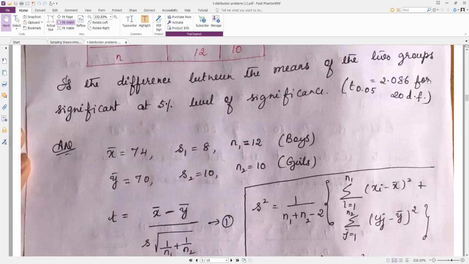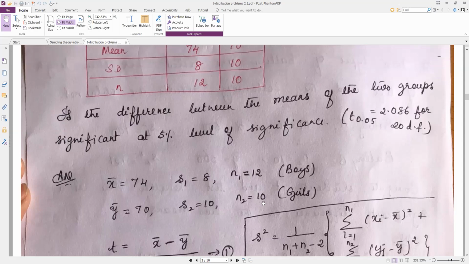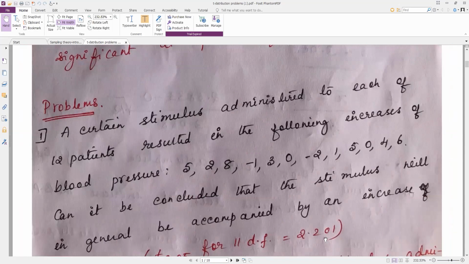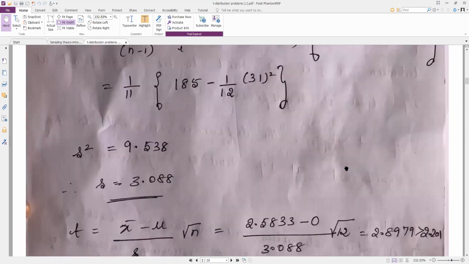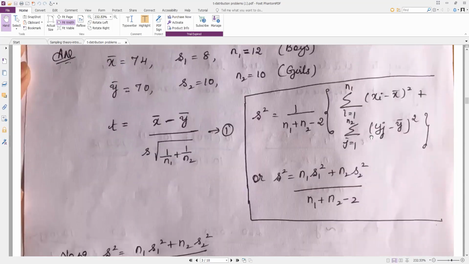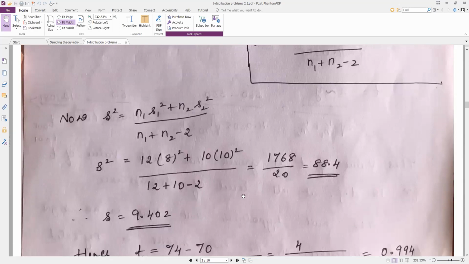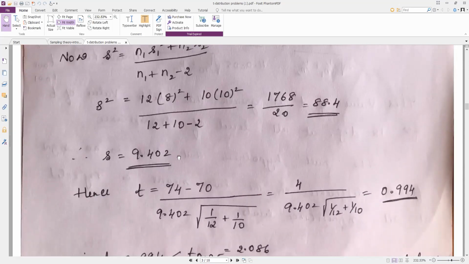But what about the t distribution value they have given for 20? Why is it 20? When you add 12 plus 10, it should be 22, right? So 22 minus 2, so it is 20 degrees of freedom. Whenever two samples are given, you need to take the difference of 2. Whenever one sample is given, you need to take the difference of 1. We have seen that for 12 patients, it is n minus 1, that is 11 degrees of freedom. So whenever two samples are given, it is n1 plus n2 minus 2, that is 20. So we get standard deviation s equal to 9.402.